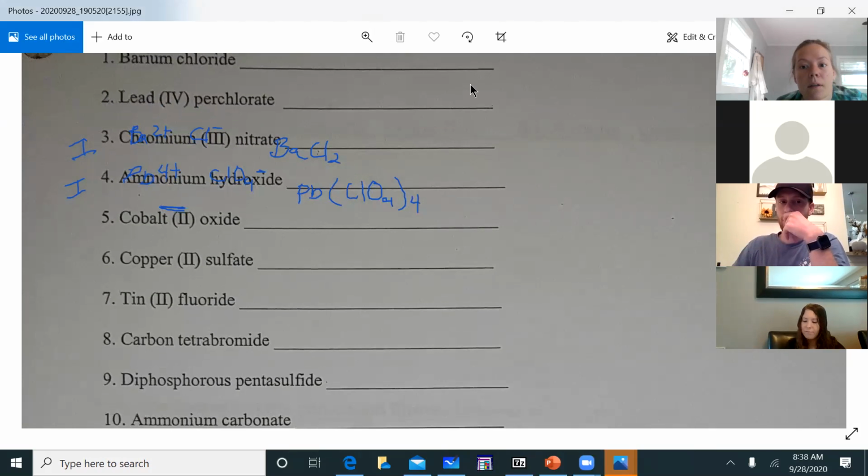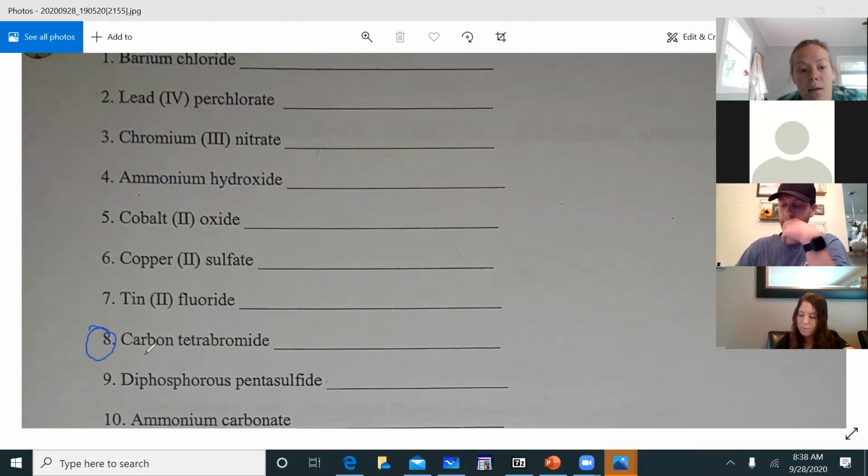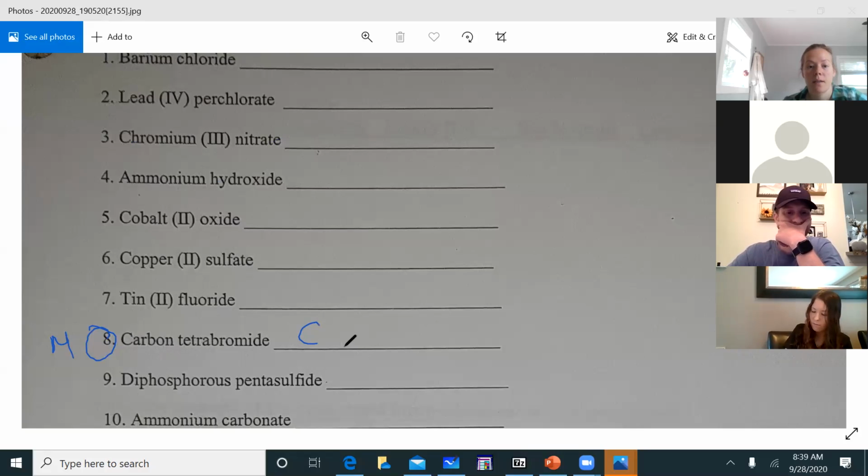Let me clear this out. If I'm looking at number 8, carbon tetrabromide, that is molecular. It's two nonmetals. So I'm going to say the name of the first nonmetal, carbon. How many do I have? Just one. Tetrabromide, so that's going to be bromine, and I have 4 of them, and I'm done.